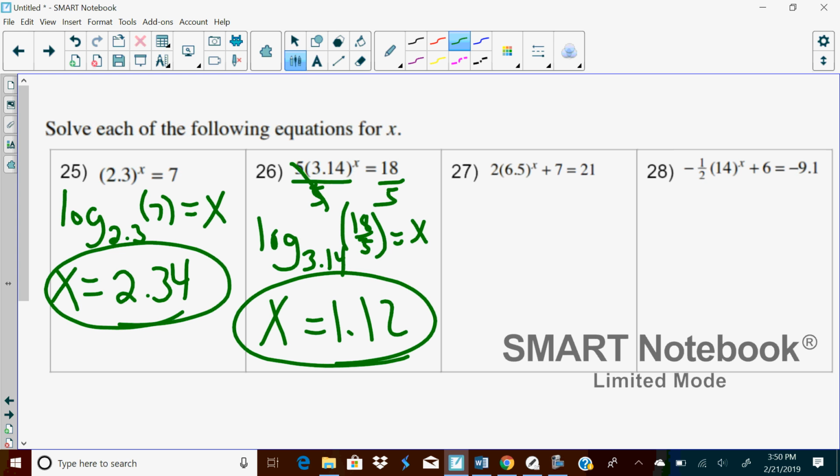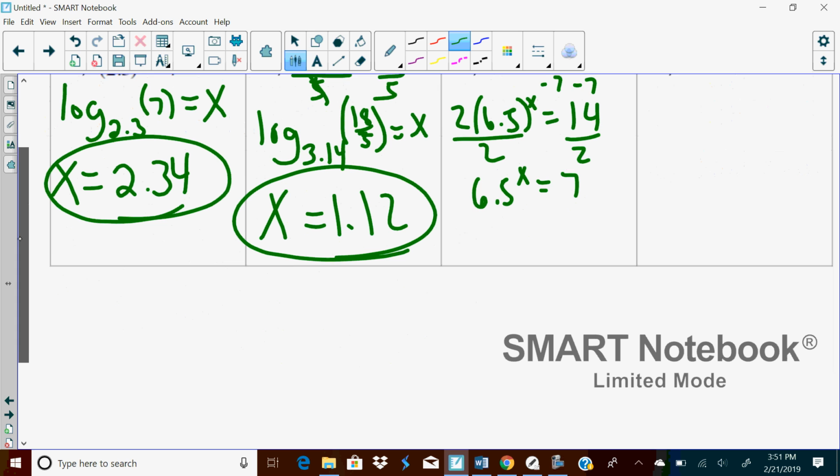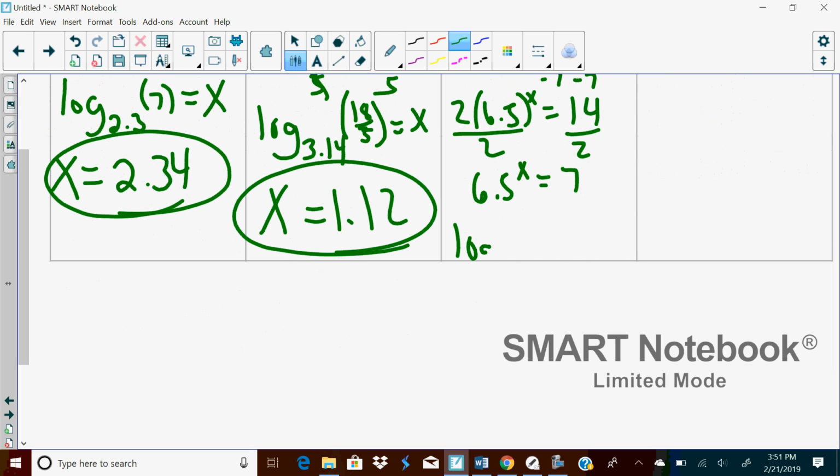When I put it in my calculator, I got x to equal about 1.12. For 27, first I have to subtract 7 from both sides. So I get 2 times 6.5 to the x equals 14. Then divide both sides by 2 and get 6.5 to the x equals 7. So then I do the log base 6.5 of 7 equals x. When I put it in my calculator, I get x to be 1.04.